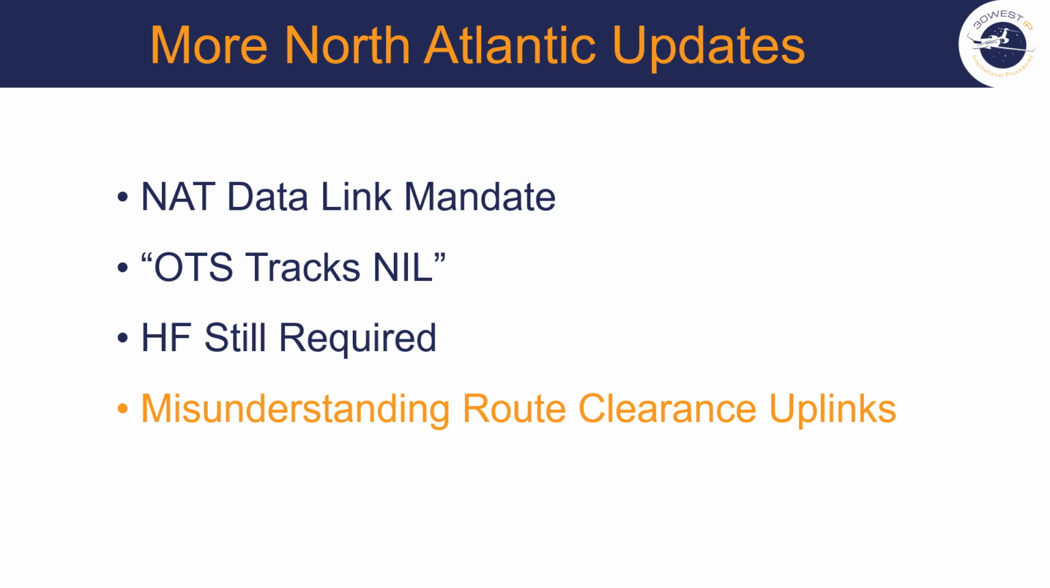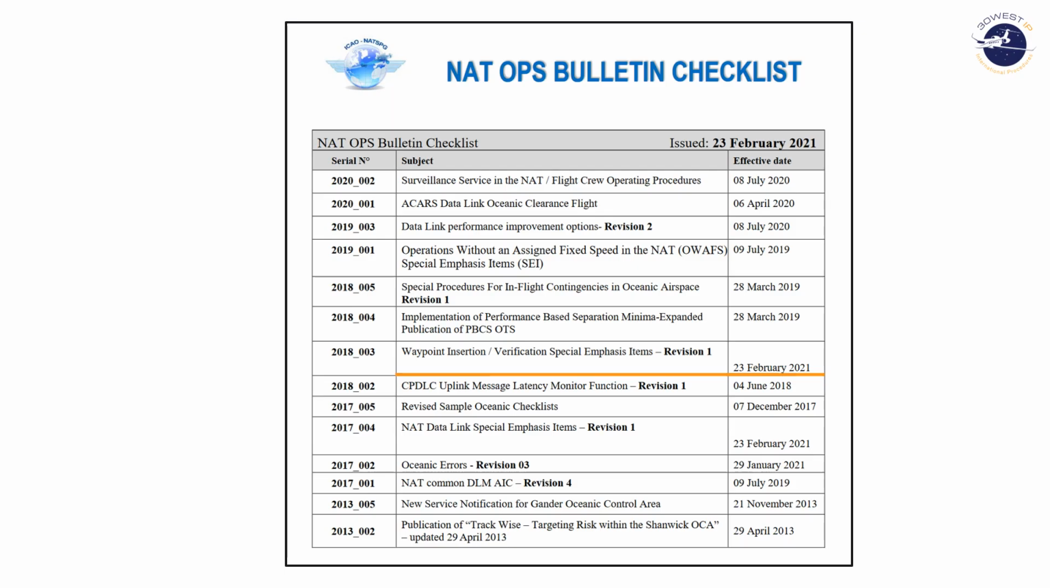We will wrap up our North Atlantic updates with a slight reprise of a subject we covered at last month's NBAA FOC, and this regards the misunderstanding of route clearance uplinks. For this topic, we refer to 3 NAT OPS Bulletins. The first one is the Waypoint Insertion Verification Special Emphasis Items. Another one is the NAT Datalink Special Emphasis Items. And finally, we look at the Oceanic Errors that was published in January.